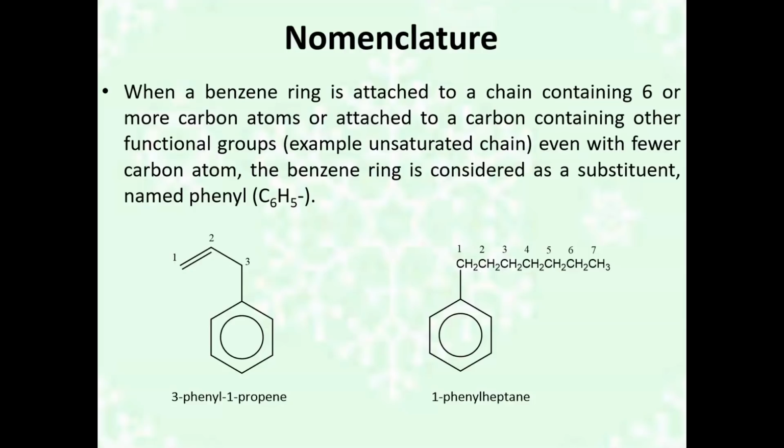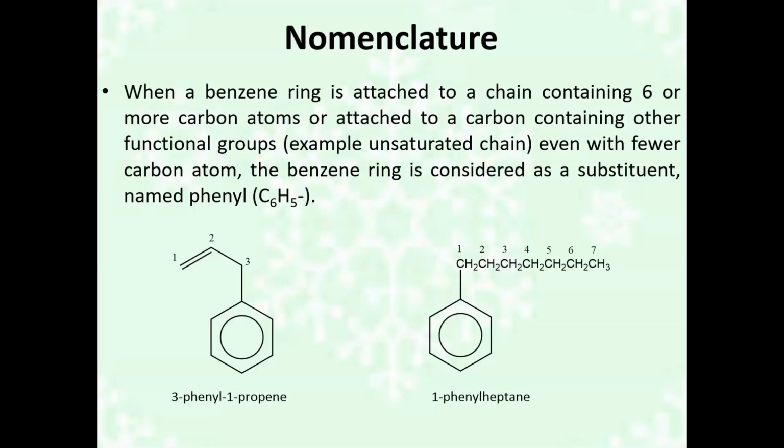Okay, now let's move to another condition of naming. This one's a bit special. Normally, we put the benzene as the parent name, right? There are some cases where benzene is not put as the parent name, but as a substituent and named as phenyl. When a benzene ring is attached to a chain containing 6 or more carbon atoms, or attached to a carbon chain containing other functional groups, for example, an unsaturated chain like alkenes, even with fewer carbon atoms, the benzene ring is considered as a substituent, named as phenyl, with the formula C6H5.